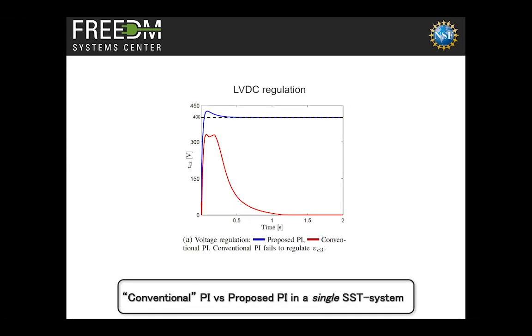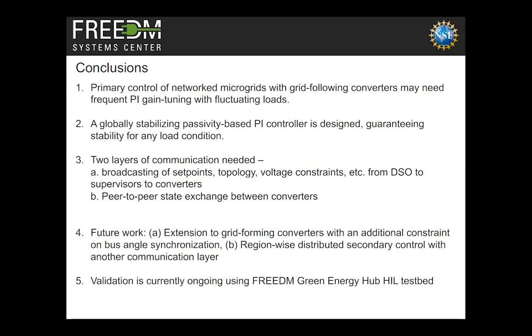And the last slide is showing that in this particular operating scenario, if you apply the conventional PI control and not the incremental passivity-based PI control that we propose, primary control completely fails. The red curve cannot take you to the voltage and current set points that you wanted at all, while the blue curve is successfully able to do so following our control algorithm.